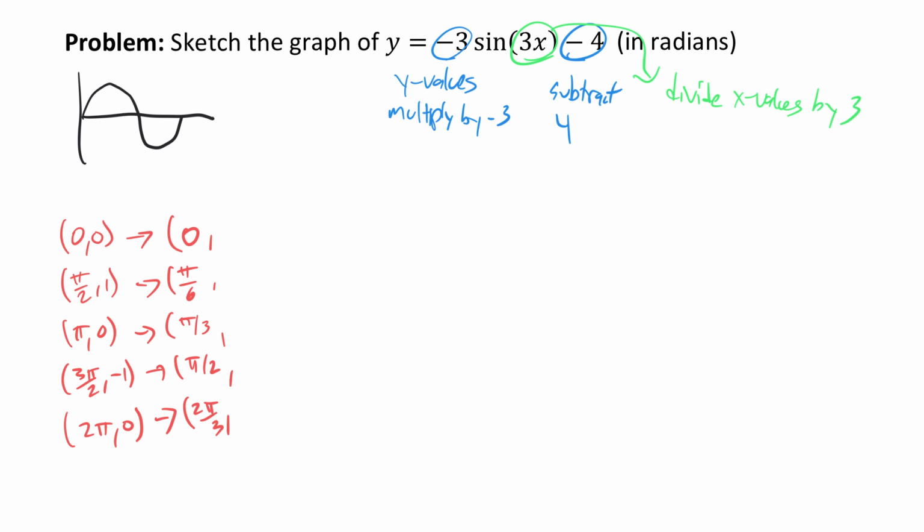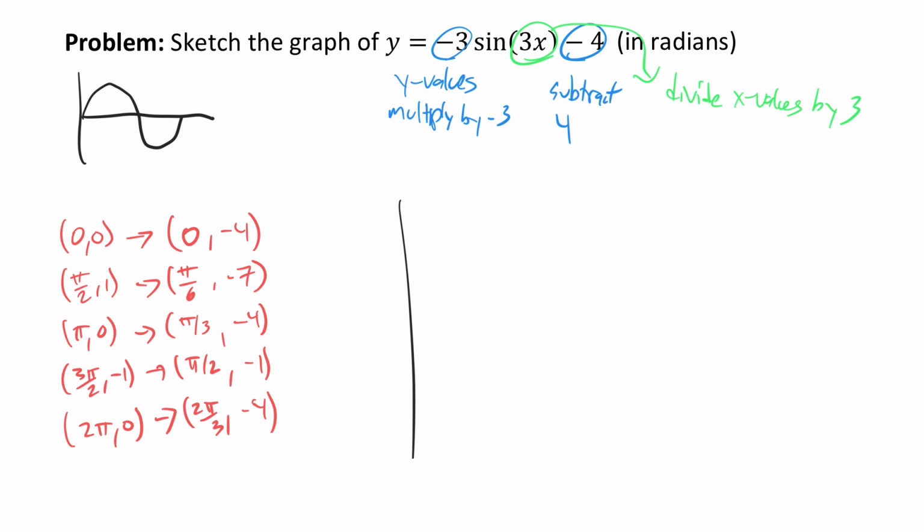For the y values, we have to multiply by negative 3 and then subtract 4. Remember to do all of your multiplication first and then your subtraction. We have to do the transformations in a specific order. So 0 times negative 3 is still 0, subtract 4 and negative 4. 1 times negative 3 is negative 3, subtract 4 is negative 7. Negative 4. This will be positive 3 minus 4, which is negative 1. And then another negative 4.